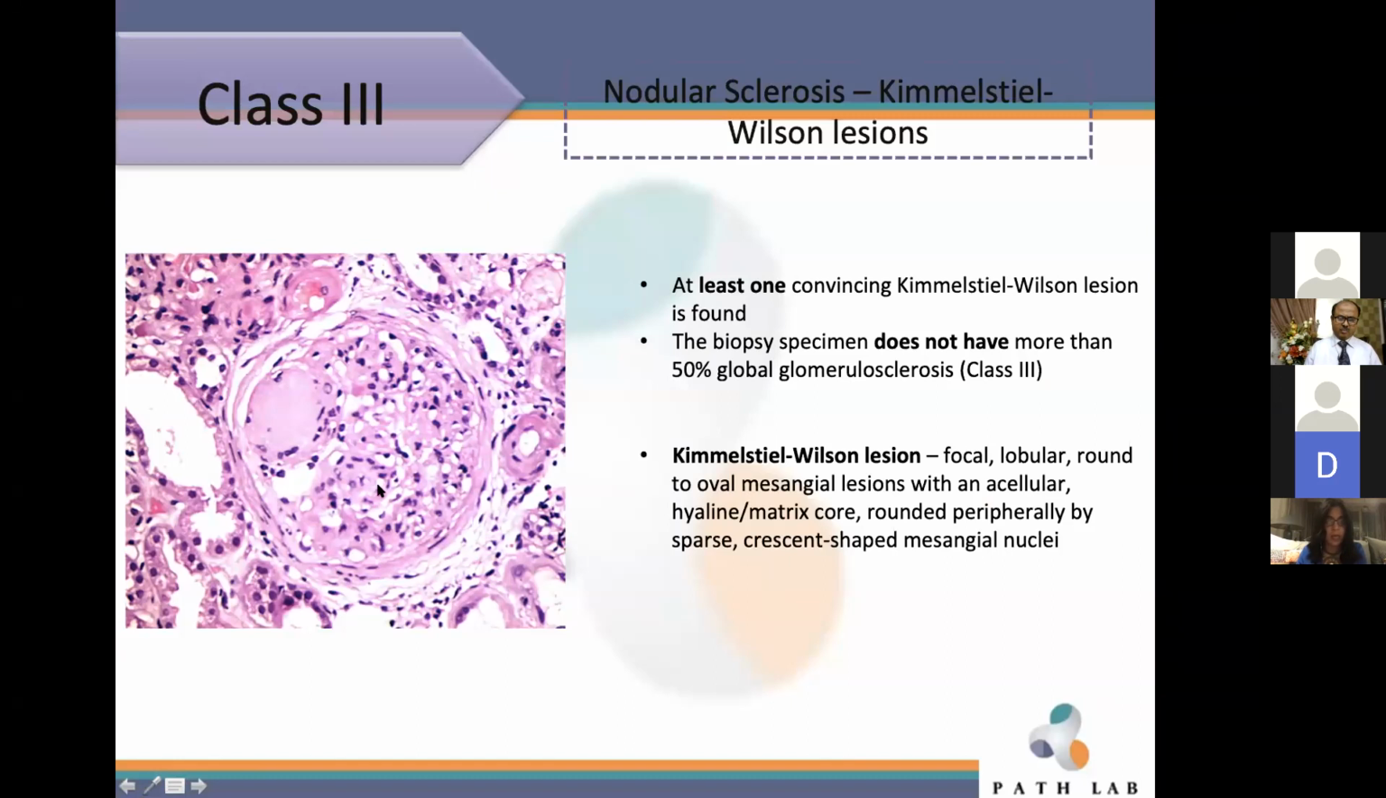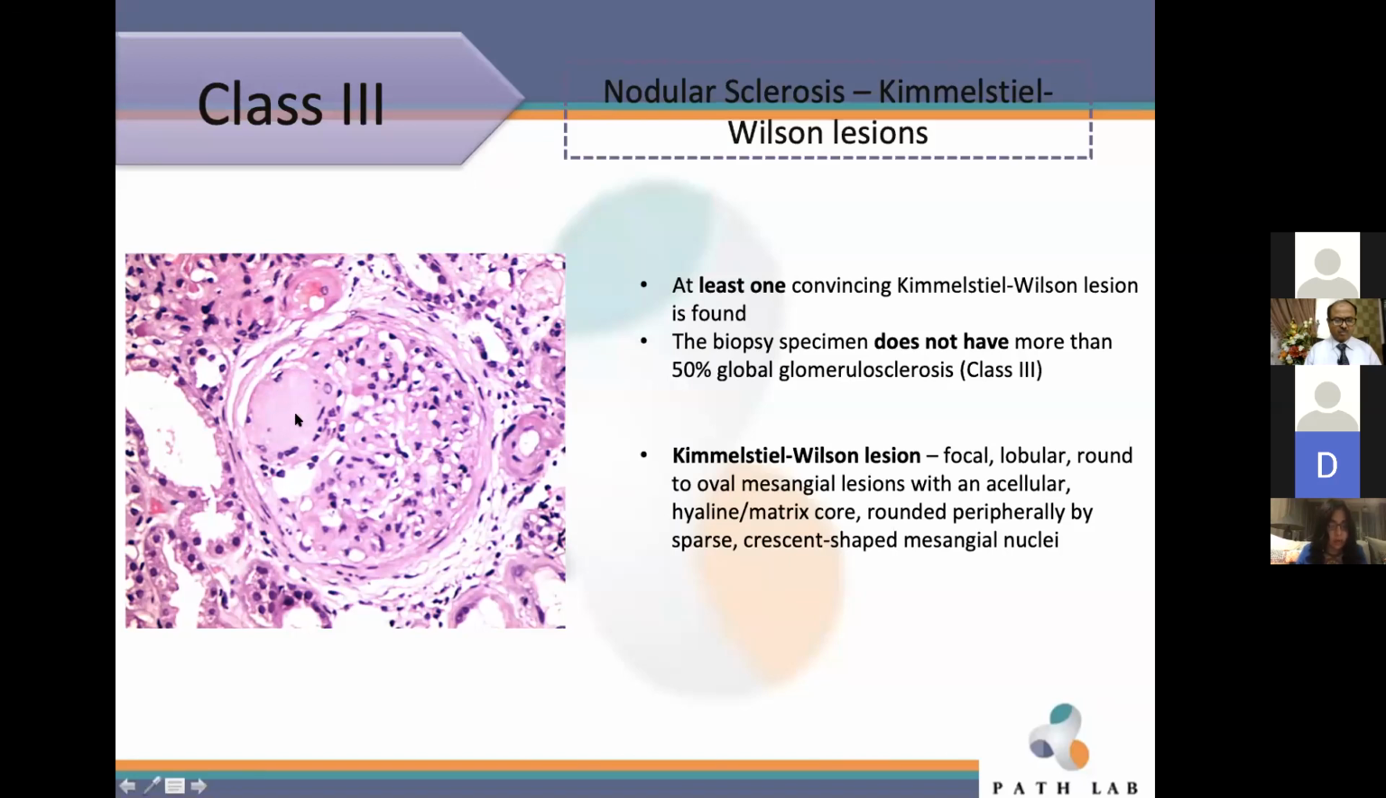Class 3 is simply nodular sclerosis, or what is known as Kimmelstiel-Wilson. Now, you need for this class only one. If you have one convincing Kimmelstiel-Wilson nodule, then you can classify it as class 3. And the biopsy does not have more than 50% global glomerulosclerosis, because if they are more than 50% global sclerosis, they are automatically class 4. So you get this nice nodule.